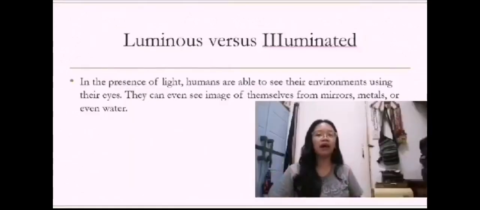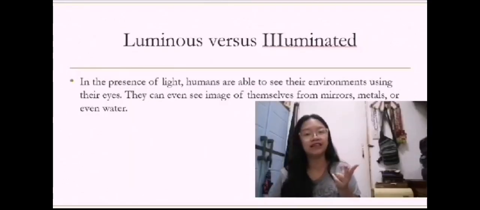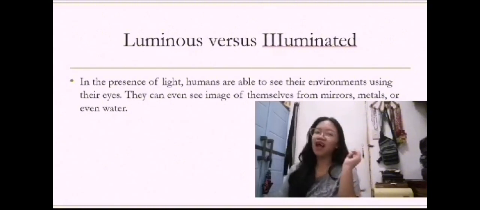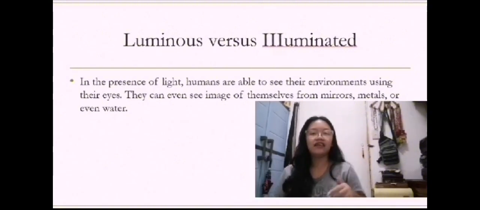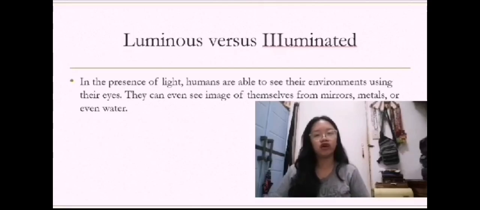Now, we will be talking about luminous versus illuminated. In the presence of light, humans are able to see their environment using their eyes. The light emitted from an object is transformed into signals which are brought to the brain. Afterward, these signals are interpreted by the brain to determine the information about the object being looked at, like the shape, color, and even the movement of that object.